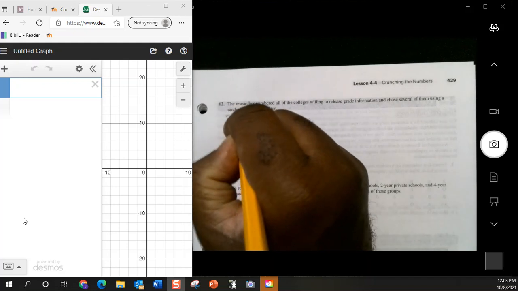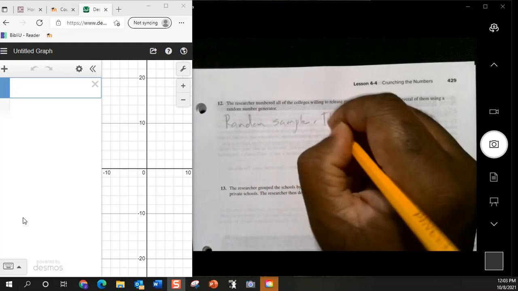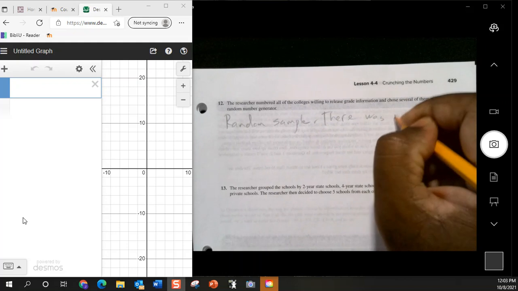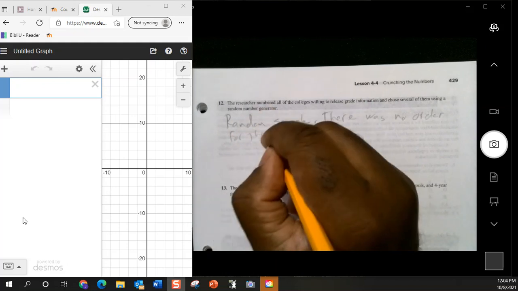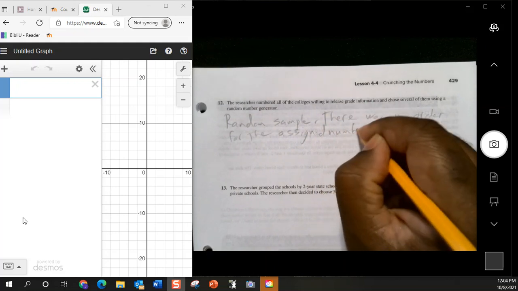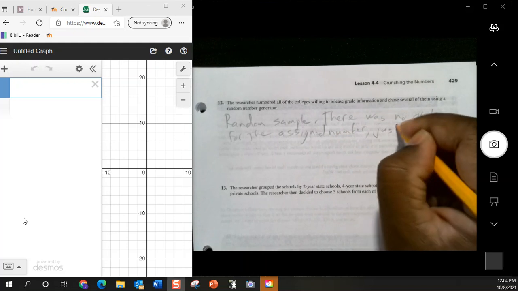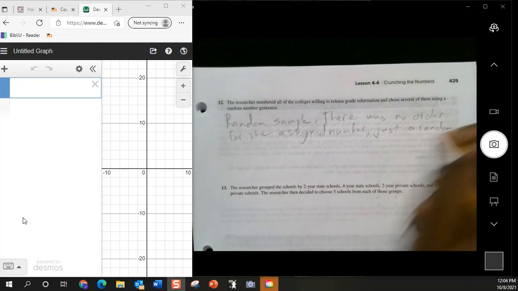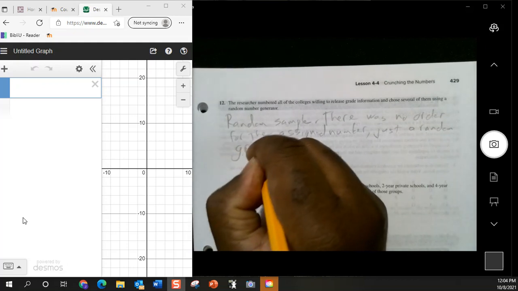Now we come here to number 12. It says the researcher numbered all of the colleges willing to release grade information and chose several of them using a random number generator. So this will be a random sample. There was no order for the assigned number, just a random group chosen.